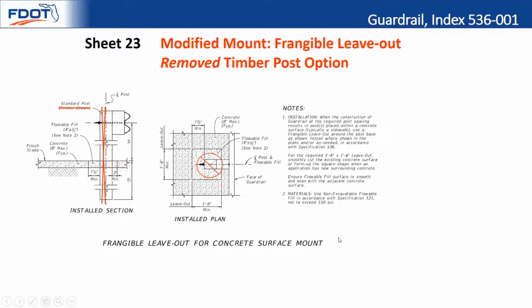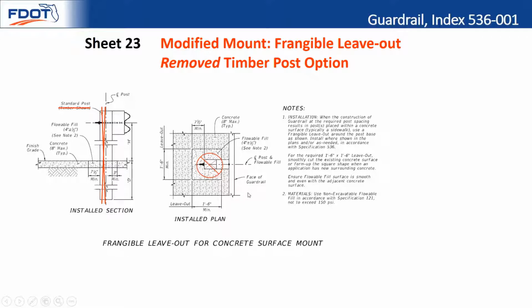This would be the modified mount. This is the frangible leave out, which is typically used for mounting guardrail in concrete when you have solid concrete. The idea with the frangible leave out is so the post can move when it's impacted by a vehicle. So there's a softer material that's placed around the base of the post. We use flowable fill.